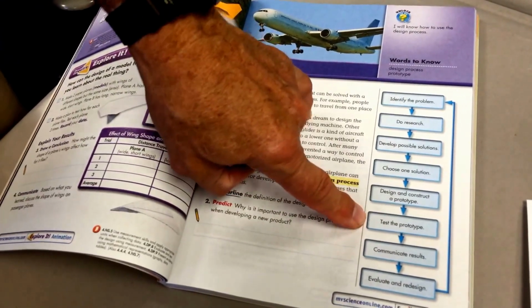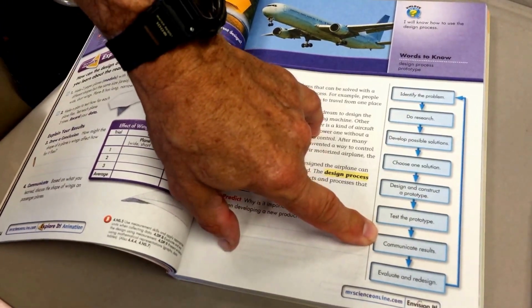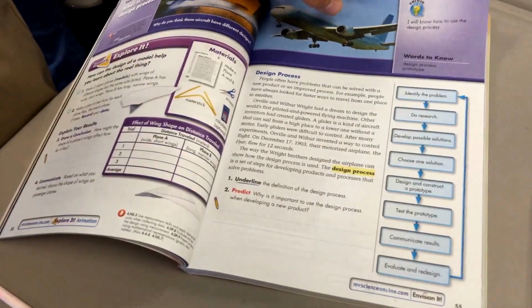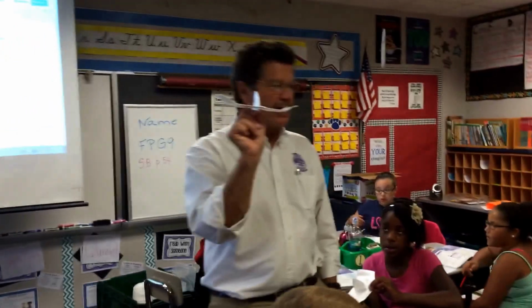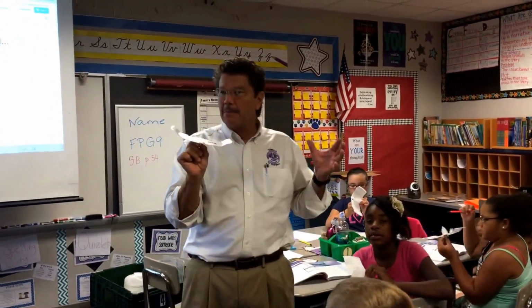Test the prototype. In just a moment, you're going to test it. Communicate your results. You're going to write down how it flew. And then evaluate and maybe make it better. So, right here, take your airplane. Let me tell you about the Wright brothers, what they were trying to do. And they made kites, and they made models.